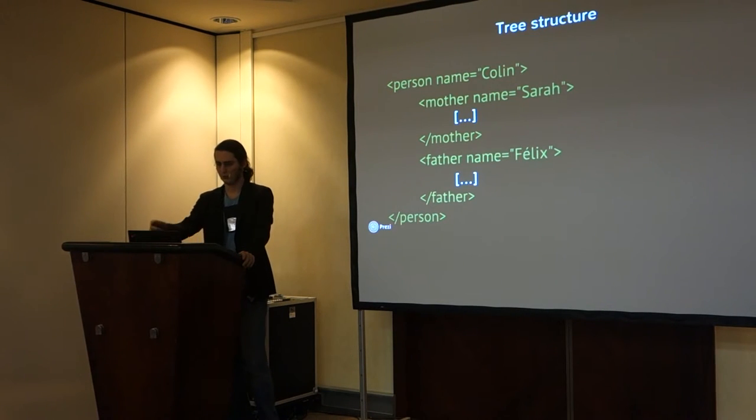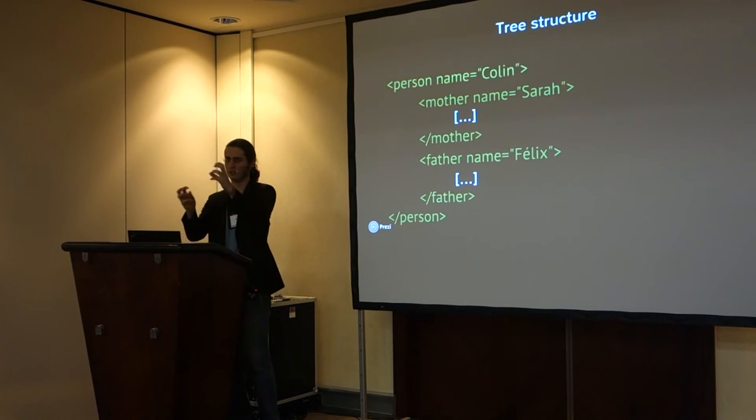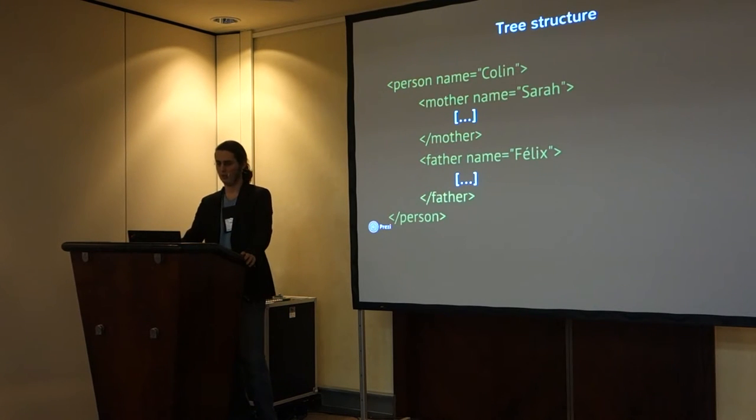So there is a person called Colin, who has a mother called Sarah, and a father called Felix. And so they are nicely nested in a tree structure. So you all know that. One of the limitations here is, for example, if the mother Sarah is also a sister of someone, or a cousin, or an aunt, then you're kind of limited in the way you can arrange your XML file to express these relationships.